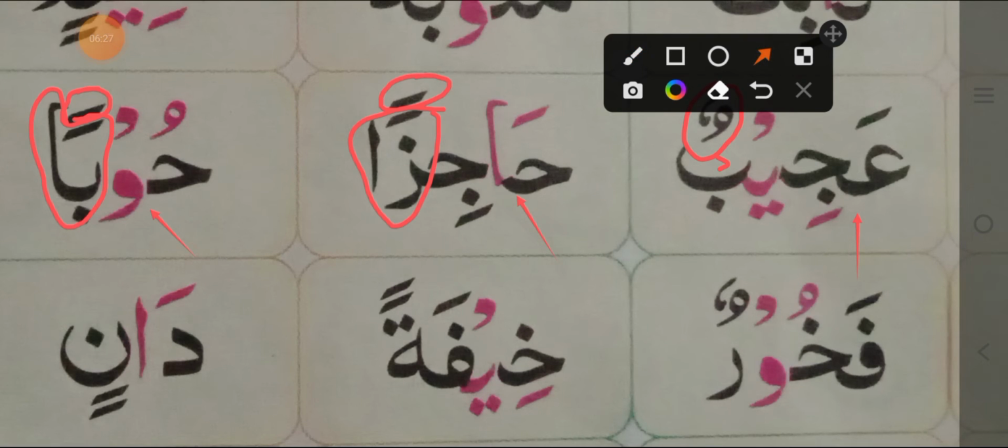Fa zabar fa, kho waw pesh khu, kho is full of mouth. Fa khu ra is also full of mouth. Ra tu pesh un, fakhurun. In stop, we just remove the two pesh and just stop the sound on the ra: fakhur. Fakhurun in stop, fakhur.